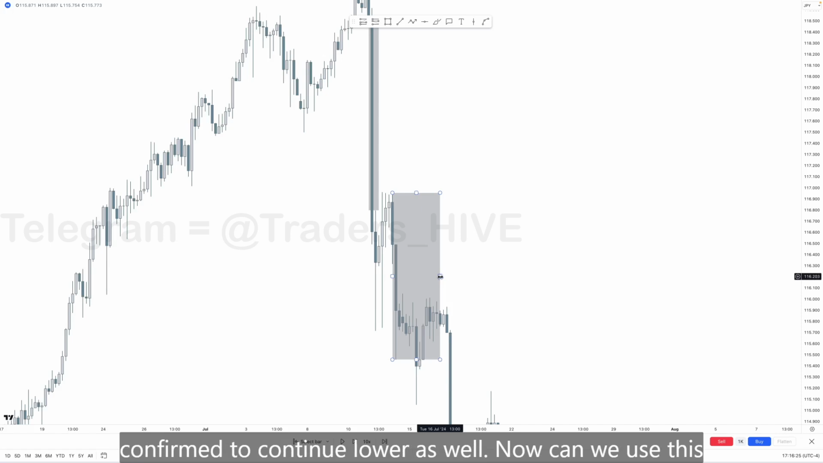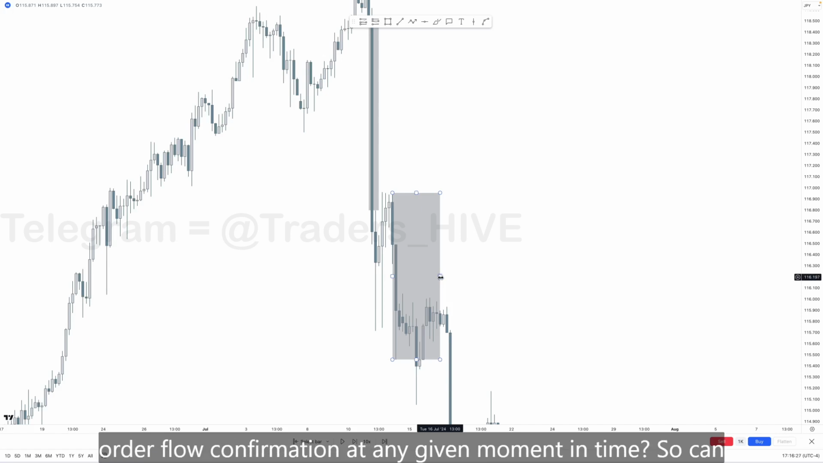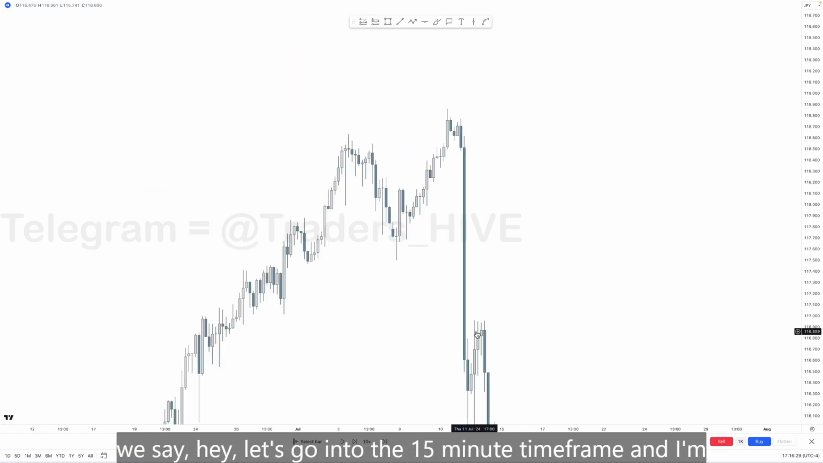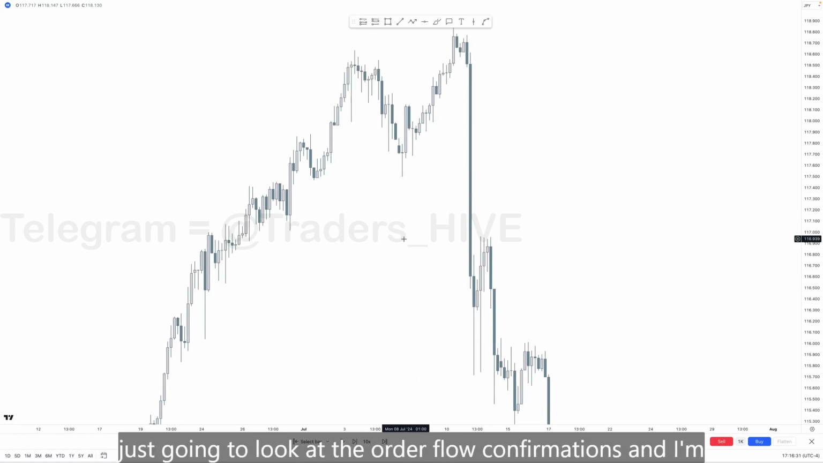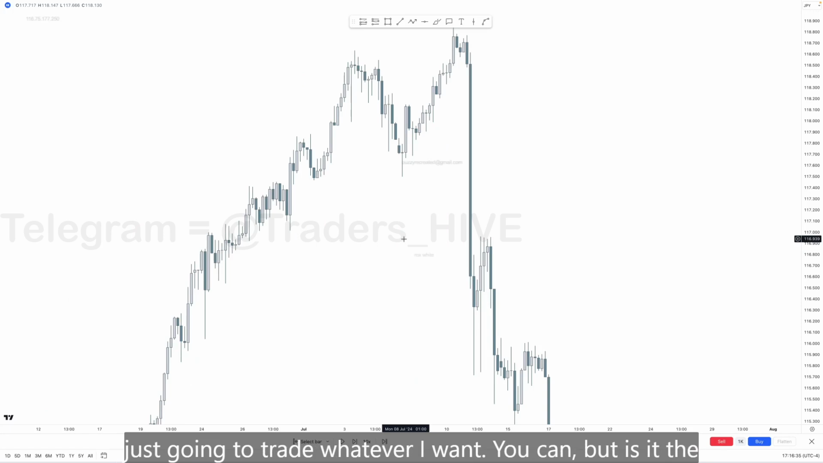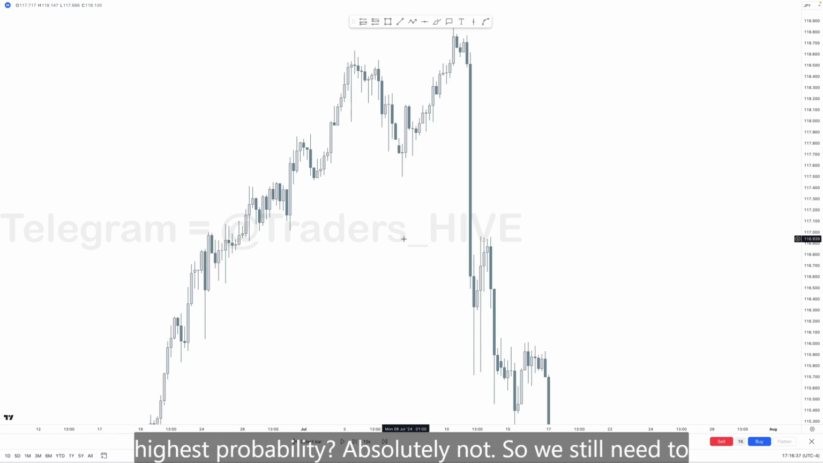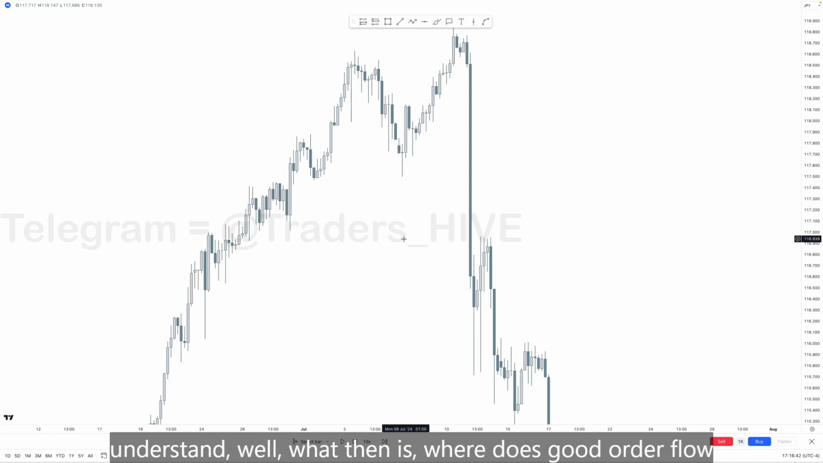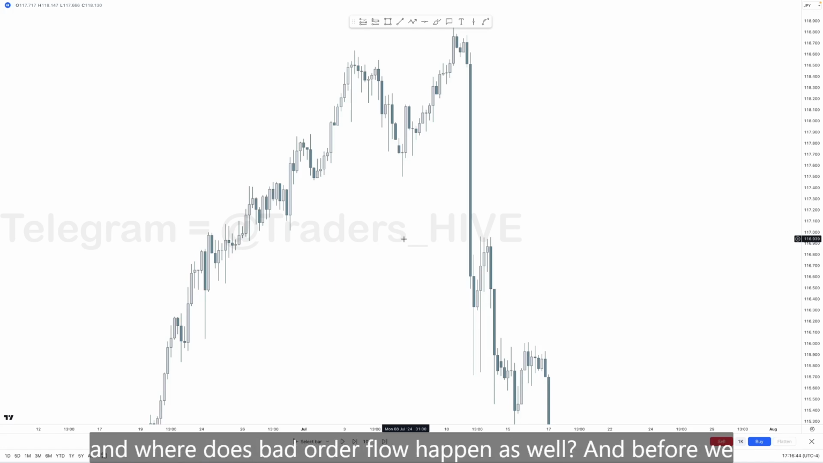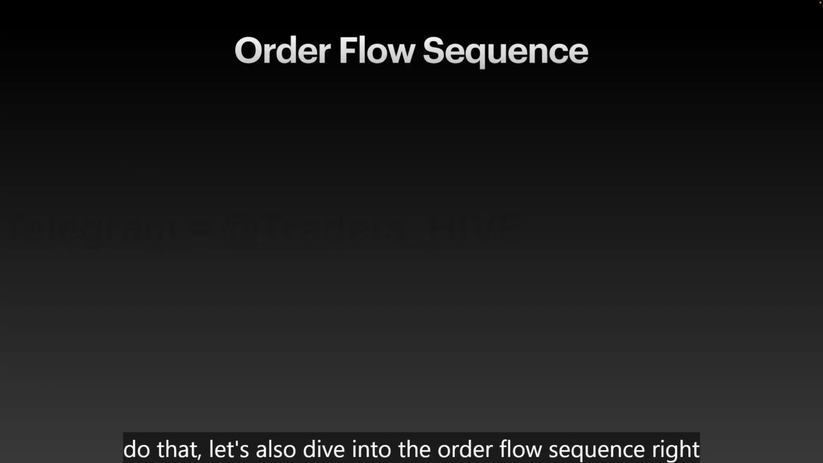Now, can we use this order flow confirmation at any given moment in time? So can we say, hey, let's go into the 15-minute time frame and I'm just going to look at order flow confirmations and I'm just going to trade whatever I want? You can, but is it the highest probability? Absolutely not. So we still need to understand where good order flow and where bad order flow happen as well.